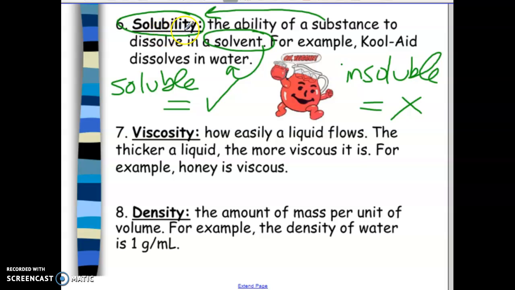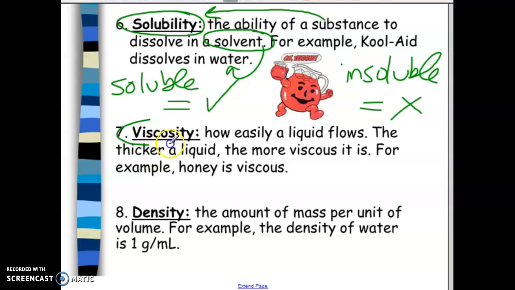So again, remember solubility is like the name of the property, but when we're actually using it to describe something, you wouldn't say solubility. You would say soluble or insoluble. So can it dissolve or not?